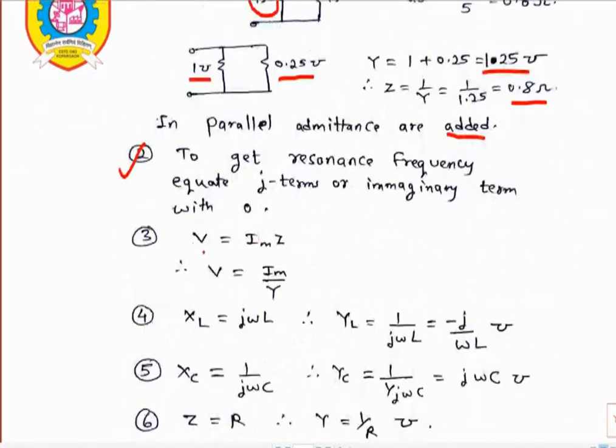Then the voltage is V equal to Im into Z, and Z is nothing but 1 by Y. Z is the impedance, Y is the admittance. So voltage equals current divided by admittance. This is Ohm's law, V equal to I into Z, and Z can be replaced by Y. So V equal to Im divided by Y.